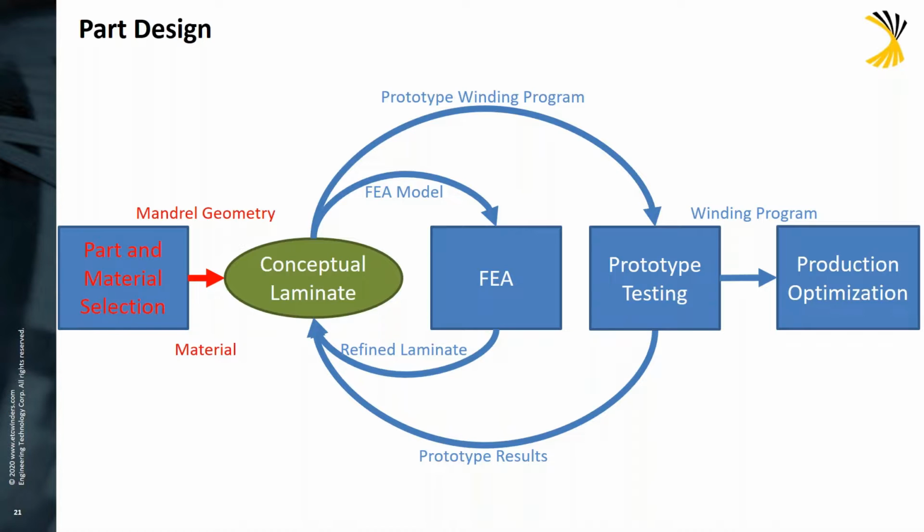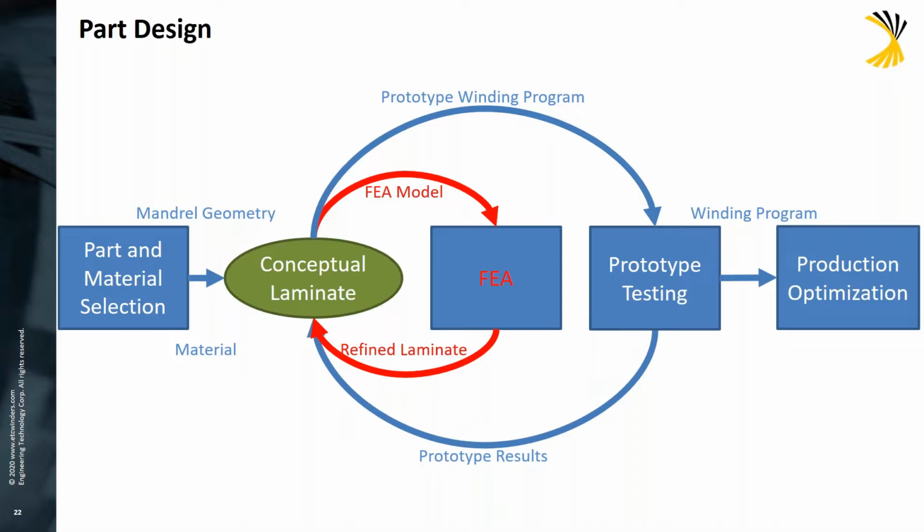The part design process begins with a selection of part geometry and material based on application requirements. These requirements take on the form of physical, mechanical, and economic properties. The products of the selection process are the mandrel geometry and composite material, which combine to form a conceptual laminate. The conceptual laminate is a geometric description of both the mandrel and the oriented plies stacked upon it. It represents a potential design for the part and must be tested and proven to be viable for production.